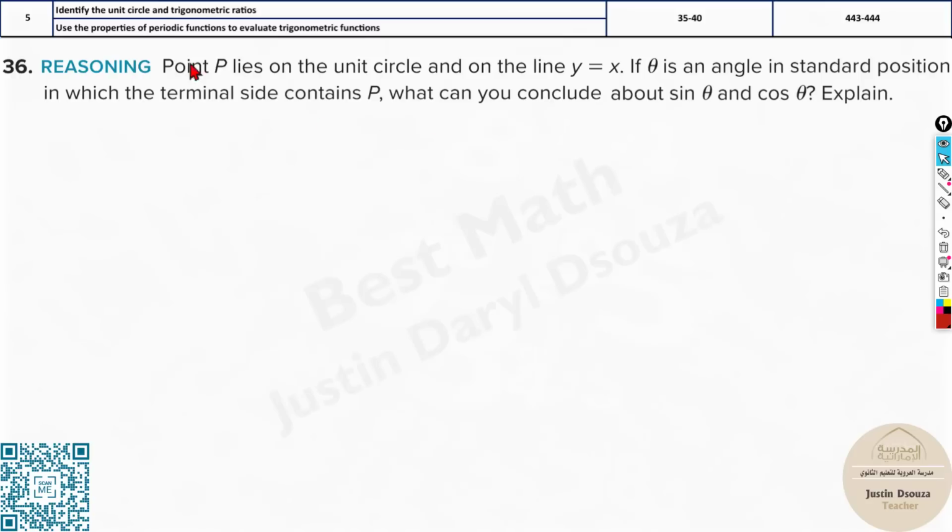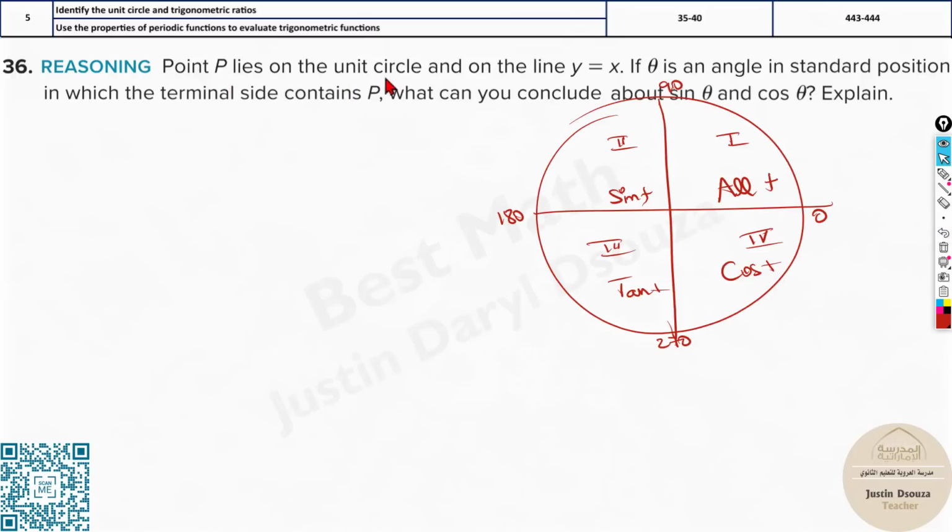Now here we have a problem where point P lies on the unit circle. Let me get the unit circle back. It's important again over here. And on the line y equals x, what is the line y equals x? This is a straight line of 45 degrees. The slope is 1, and it's a positive slope and it's going upwards.